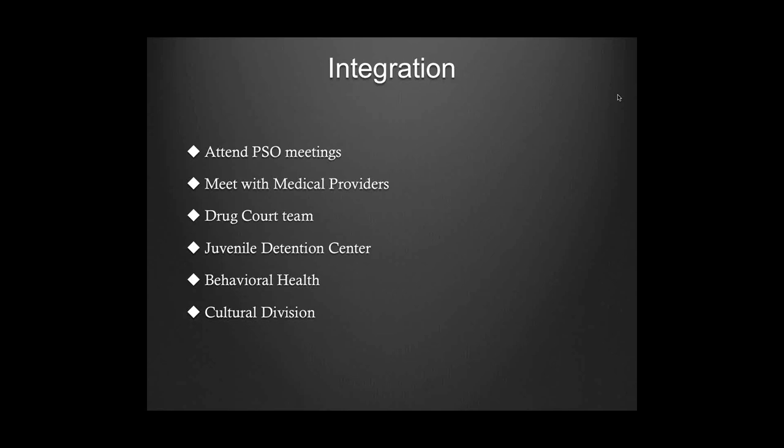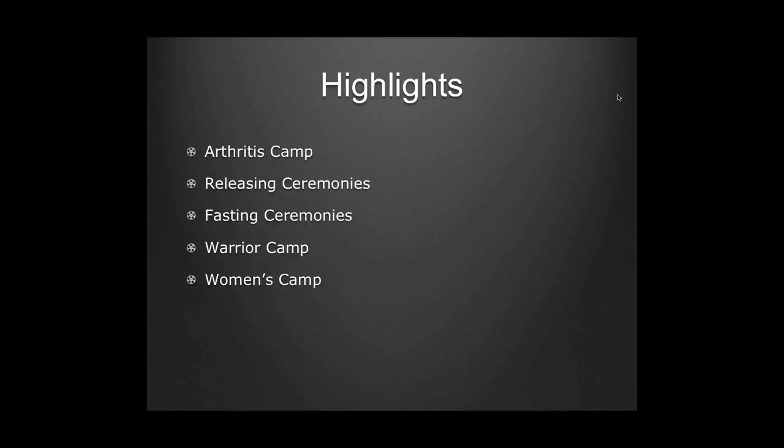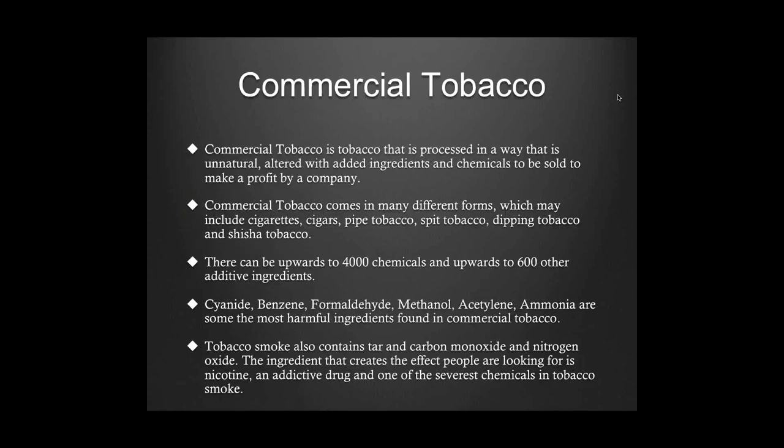At the Juvenile Detention Center, we provide sweat lodges. We also work with Behavioral Health and the Cultural Division. Some of the highlights of our program are we offer seasonal arthritis camp, releasing ceremonies, fasting ceremonies, warrior camp, and a women's camp. And now I'd like to introduce Harlan Downwind to speak on how we use our tobacco.